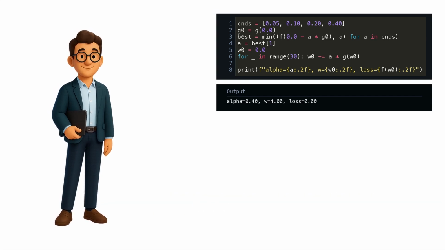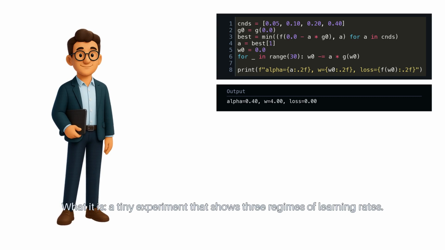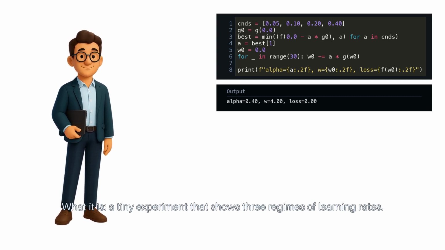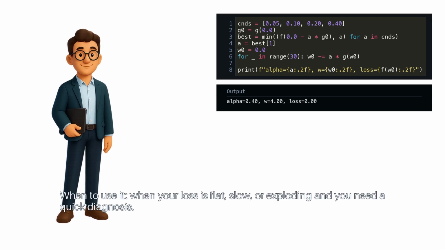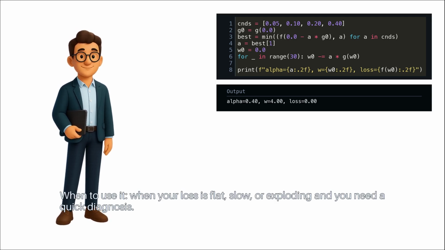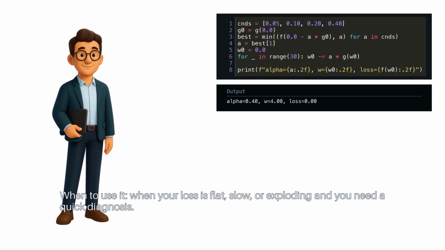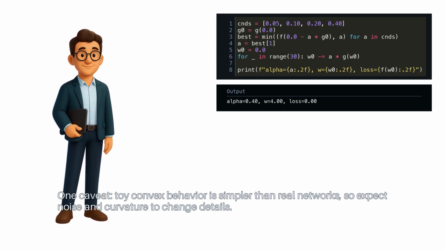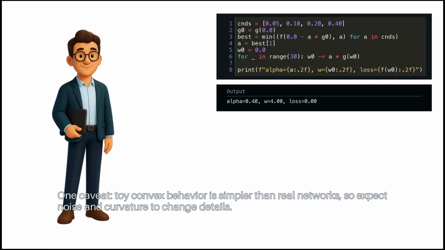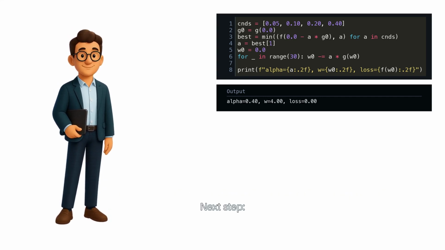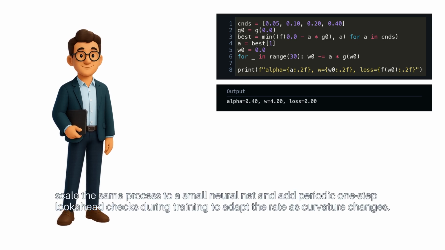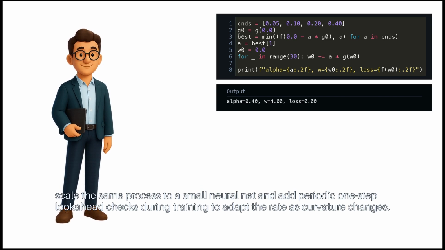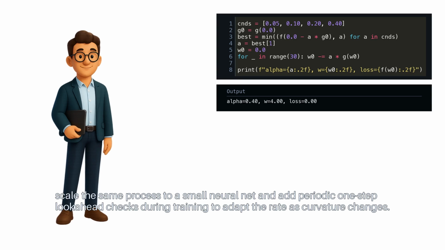Quick recap. What it is: a tiny experiment that shows 3 regimes of learning rates. When to use it: when your loss is flat, slow, or exploding, and you need a quick diagnosis. One caveat: toy convex behavior is simpler than real networks, so expect noise and curvature to change details. Next step: scale the same process to a small neural net and add periodic one-step look-ahead checks during training to adapt the rate as curvature changes.